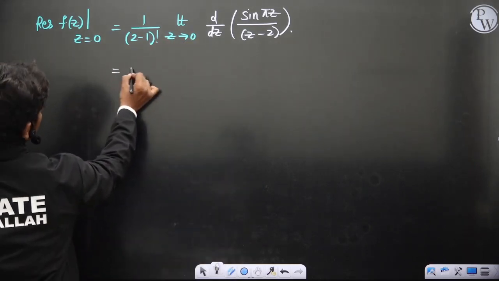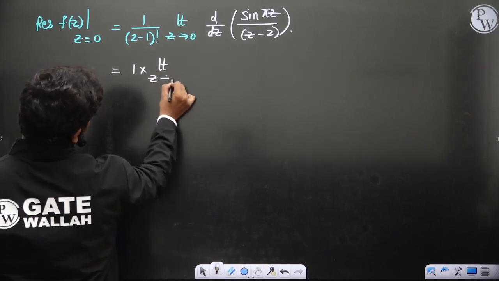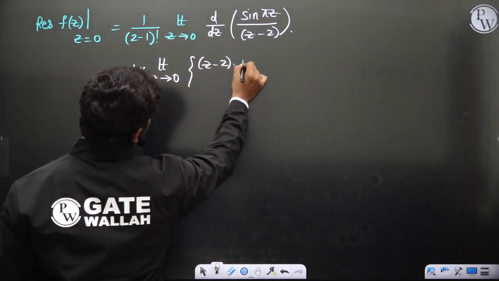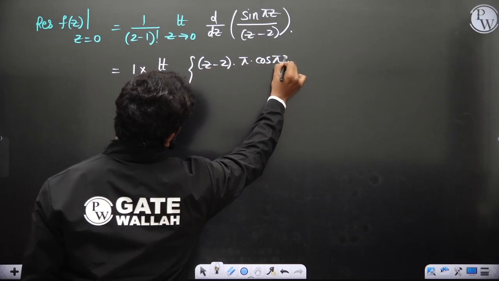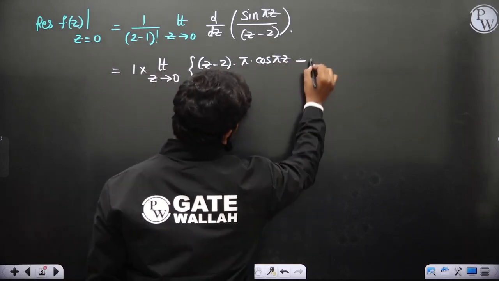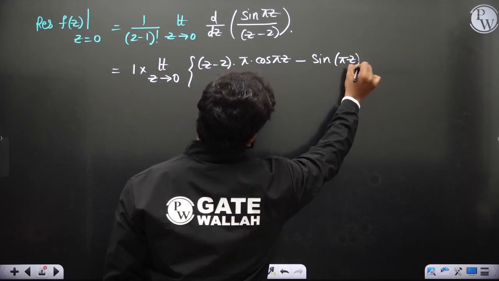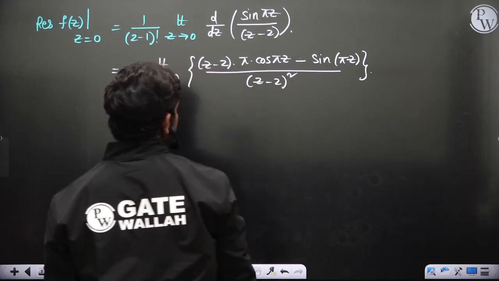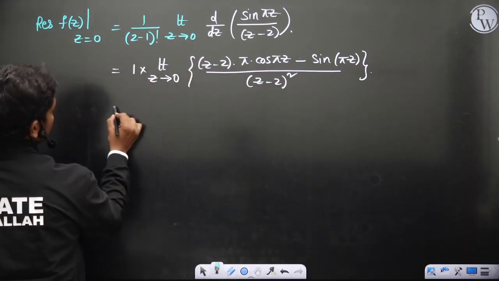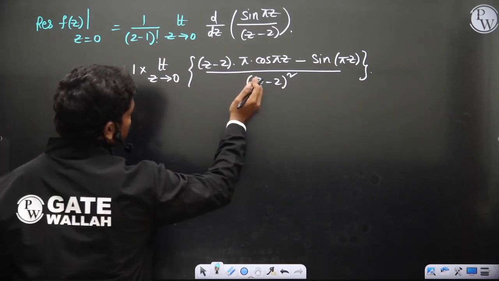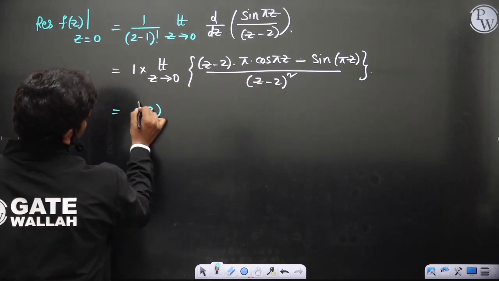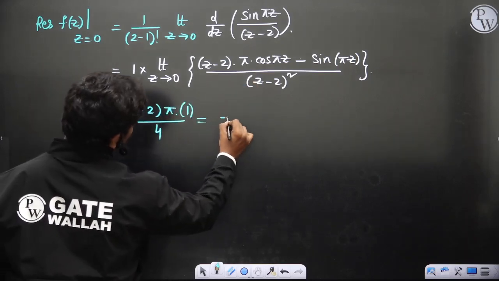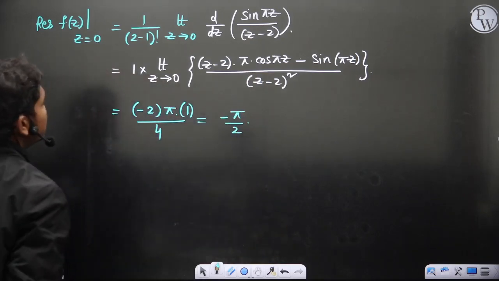So if you simplify this, it is limit z tends to 0 of the derivative of this term, which gives you z minus 2 into pi times cos pi z minus sin pi z, divided by z minus 2 whole square. If you put z equal to 0, let's see what this expression gives you. Ultimately this is minus 2 into pi into cos 0, which is 1, and sin 0 is 0, divided by 4. So this is minus pi by 2. So the residue here is minus pi by 2.